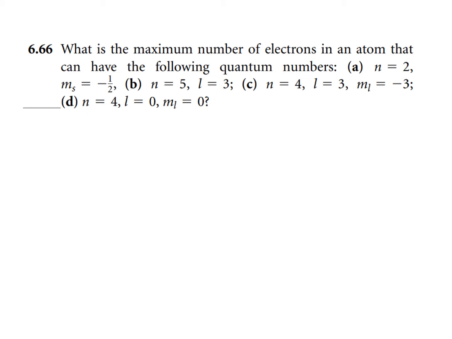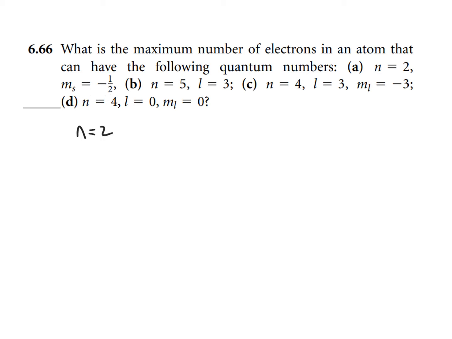Ever since I started teaching this class, this particular question has given students a lot of problems as they're trying to figure out how to even answer it. Basically, the only way to do this is, for example, in letter A, write down all of the possible combinations where n equals 2 and the ms value equals -1/2.